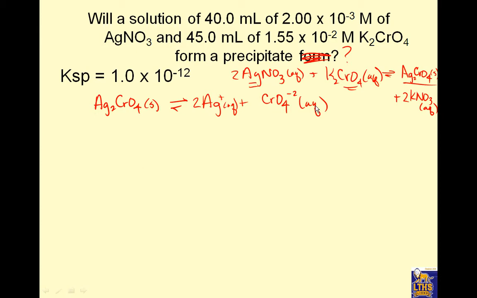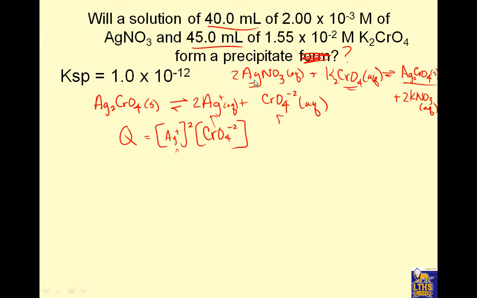Okay, and now we'll get this problem out here. So we have to figure out the concentration of this and this to see if it's bigger or smaller, then plug it into the KSP. So we have Ag plus squared times the chromate ion concentration. We have to plug in the concentrations to see if it's bigger or smaller than the KSP. So we really want to find a Q. That's the KSP, but we don't know if we're there yet, so we're going to call it a Q.